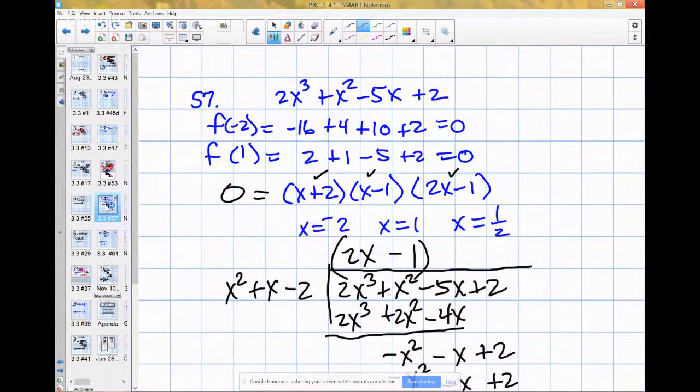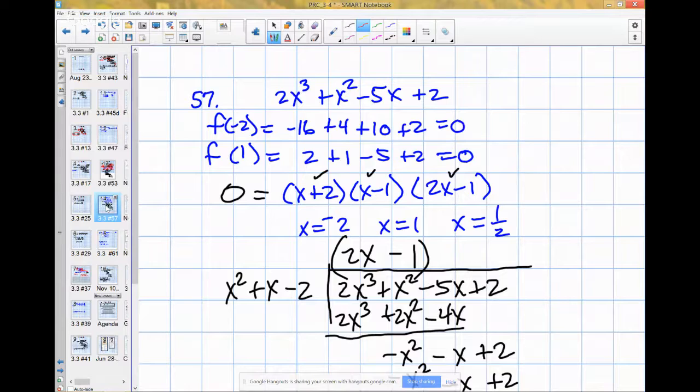Now, 57, what do we have for directions? It says use synthetic division. Looks like I didn't use synthetic division. But use synthetic division to show that x is a 0 of the third degree polynomial. Oh, no, I'm in the wrong place. Sorry. Verify the given factors of the function.